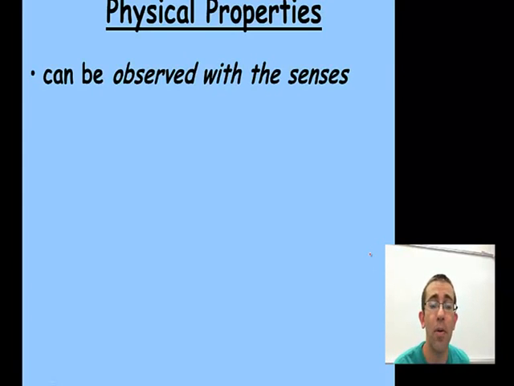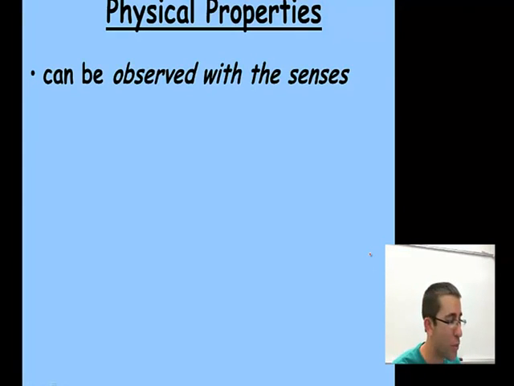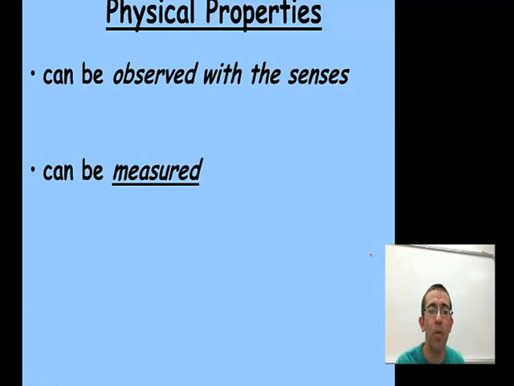So, physical properties can be observed with the senses. We can smell them, we can taste them, we can touch them, we can see them, we can hear them. So anything with the senses, alright, can be observed as a physical property. They can be measured, okay? So we can get out a tape measure or a ruler, alright? This is my beautiful ruler here. I know you're loving it.